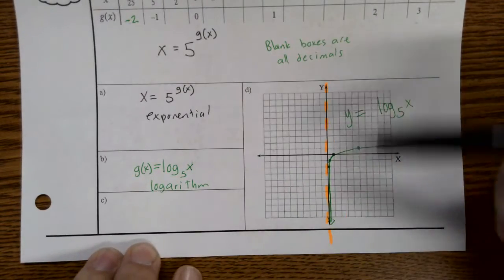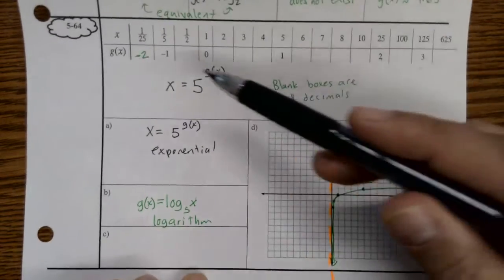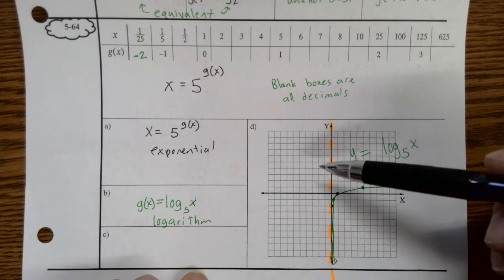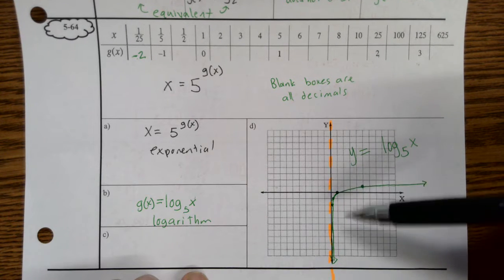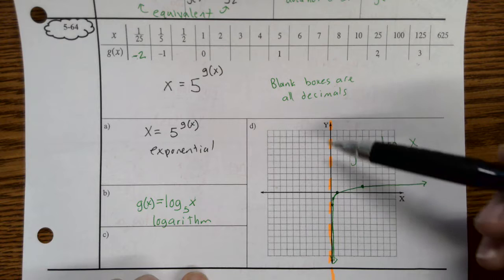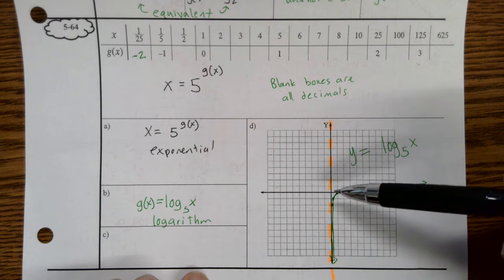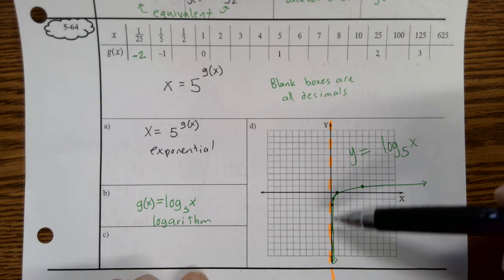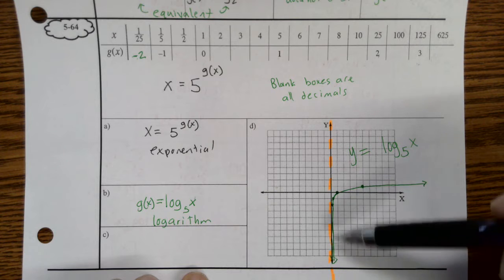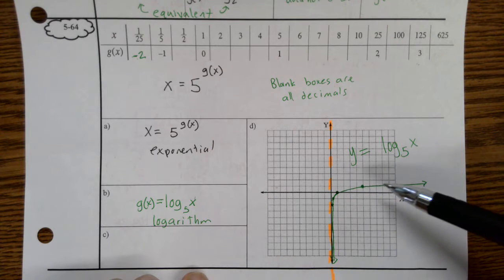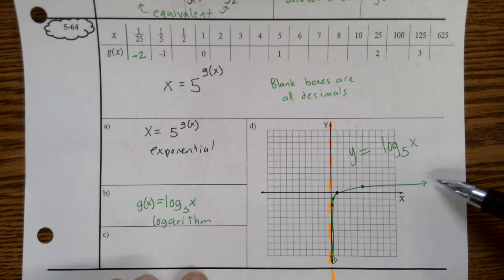Here we have the actual graph of a log. If you graph these points, you're going to get this graph. Notice how it has an asymptote on the y-axis because it doesn't go negative or touch 0. It gets close to 0, but it doesn't touch it. And it goes infinitely up and to the right. It keeps going up, even though it's going up very slowly.